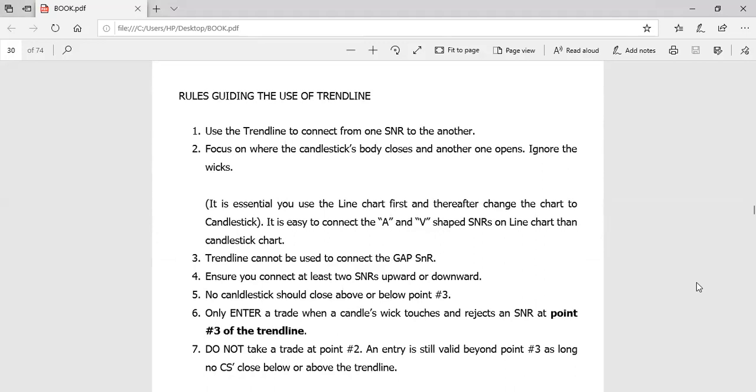Ensure you connect at least 2 SNRs upward or downward. At least. You cannot connect only one trendline and say you are going to look out for an entry. No, at least two SNR upward or downward. No candlestick should close above or below 0.3. No candlestick should close below or above 0.3.